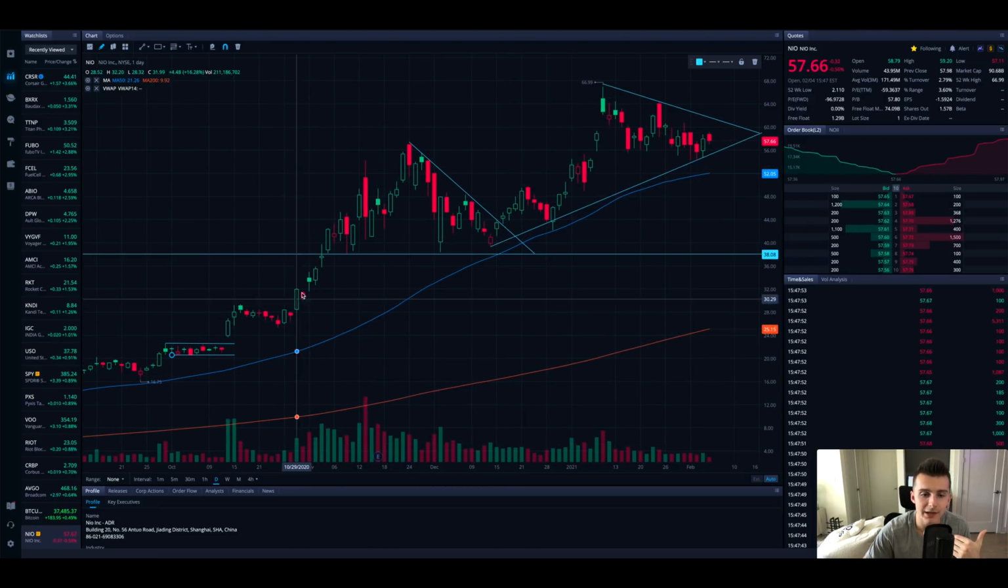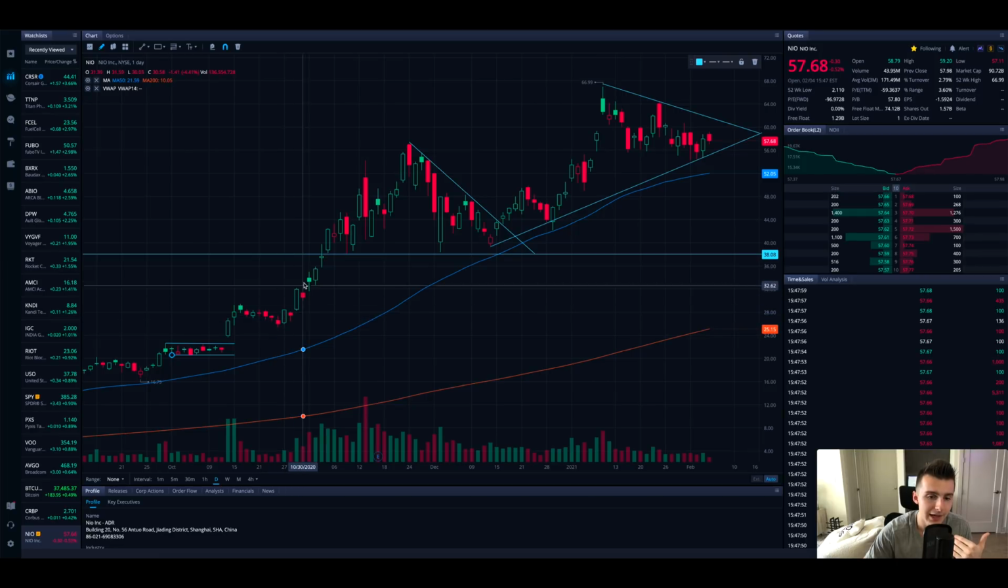Well, we have the flag pole. So look at this. From when NEO pushed up here to the 25 area, down to 26, it had a pretty nice extension move up. Very nice bullish move up towards $40. So that's a pretty big move.